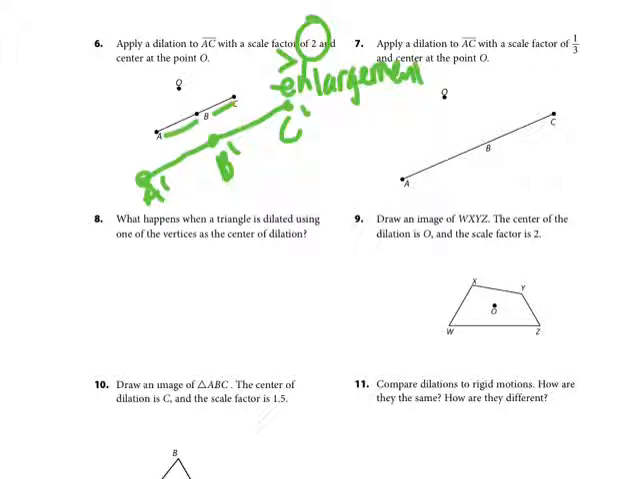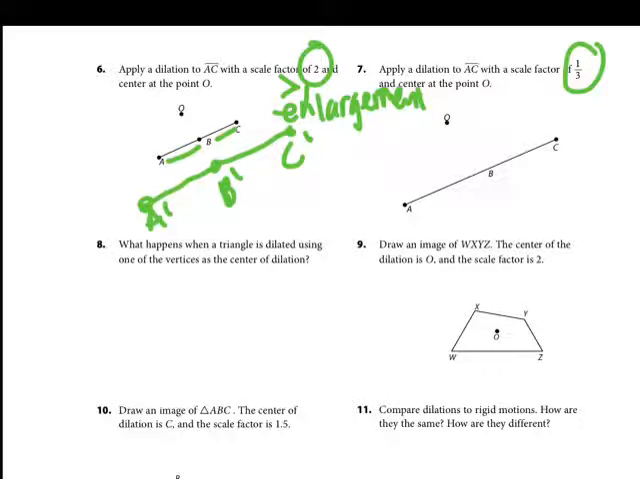Now for this here, the 1/3, since K is less than 1, then this is going to be a reduction. Now you work on the reduction. Of course, you have to divide by 3.